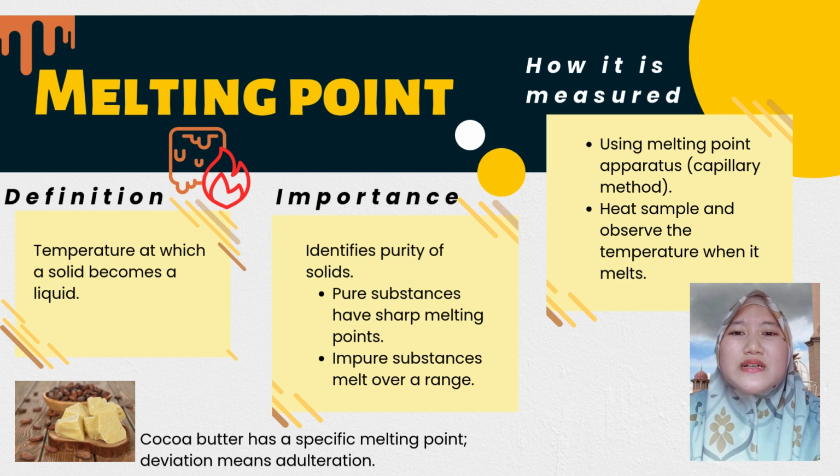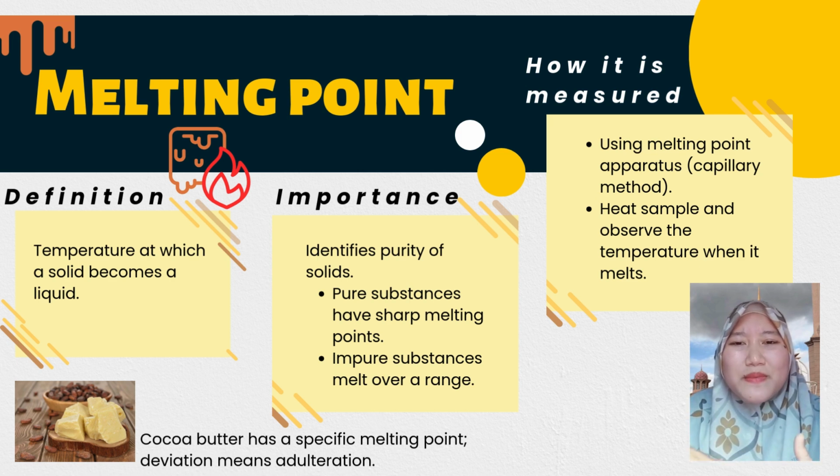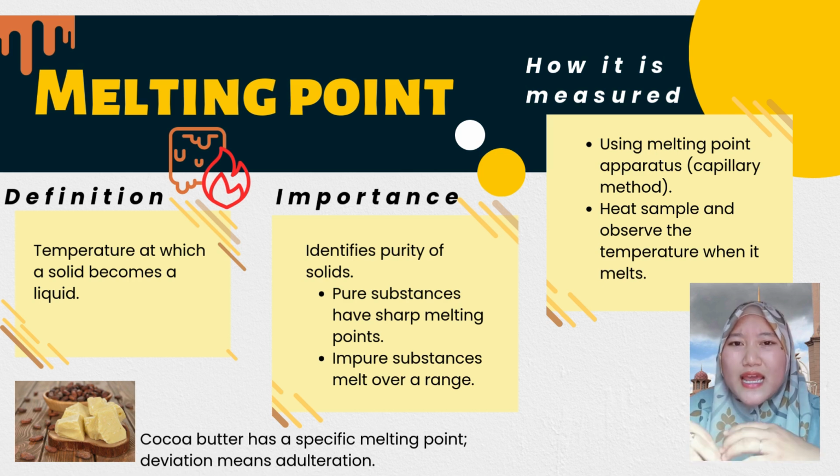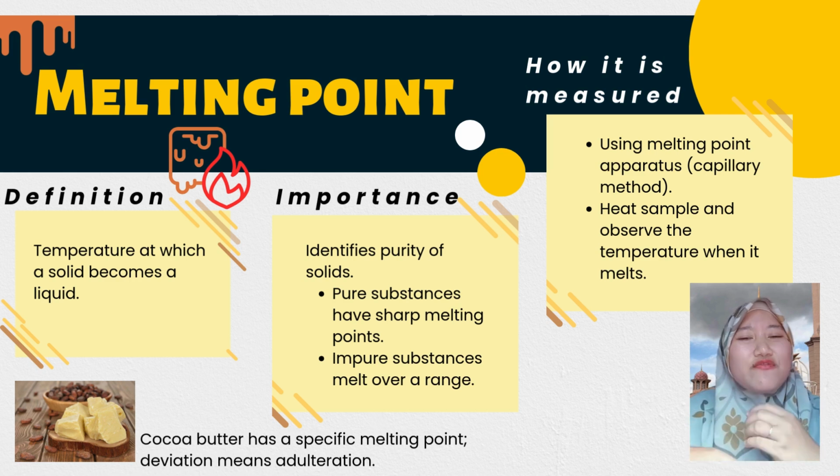Okay, one common example is cocoa butter. It has a very specific melting point. If the melting point is very different from the expected value, it usually means the cocoa butter has been adulterated or mixed with other fats. So in summary, the melting point helps us to identify and check the purity of a solid. And it's a very simple but important test in chemistry and food analysis.